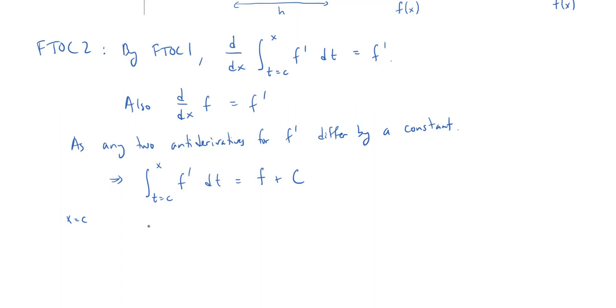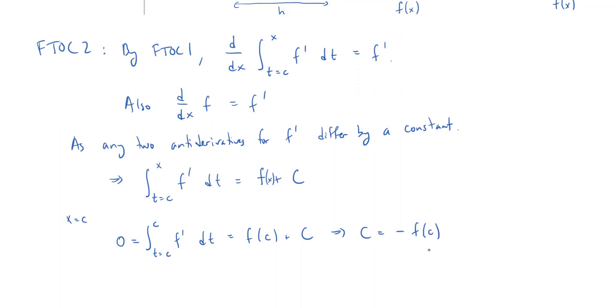Well, the reason I want to do that is because now, of course, this is f of x, if you like. If I go to c, then I'm not accumulating anything, right? This is just going to be 0. On the other hand, this should be f of c, and then plus, well, big C. And so what does that tell me about my big C? That tells me that C is, well, just the negative of f of little c.